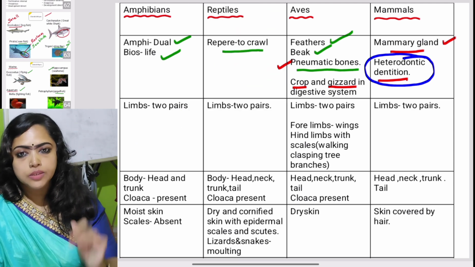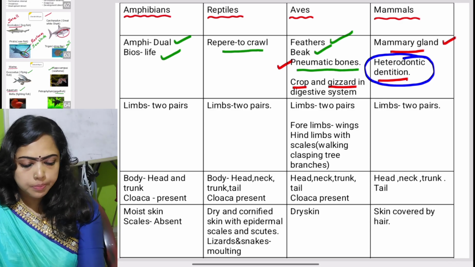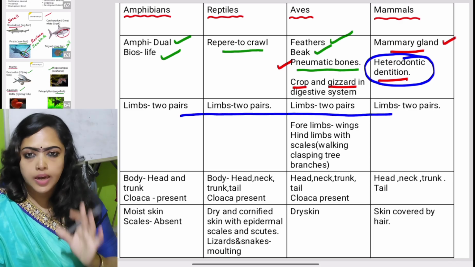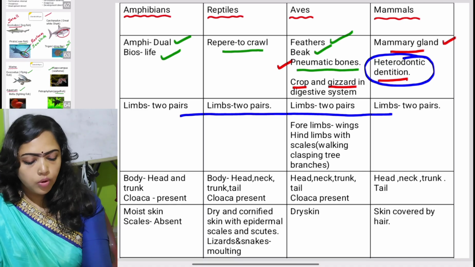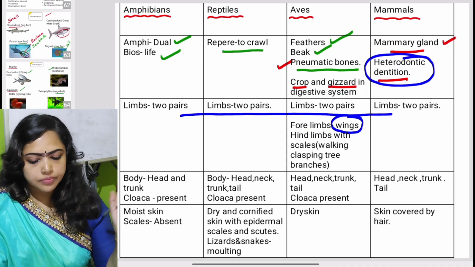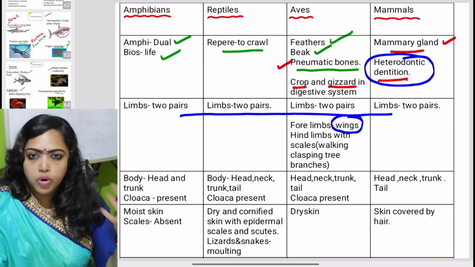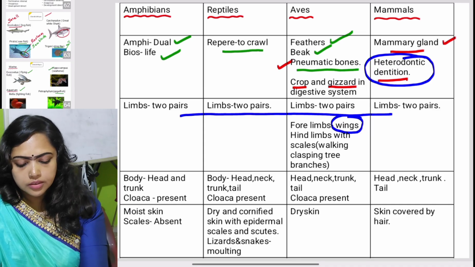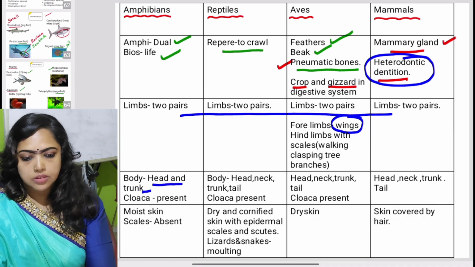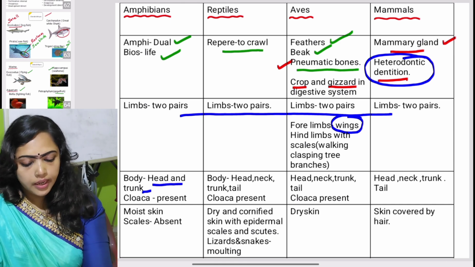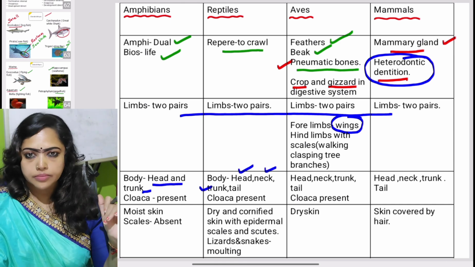And then features of limbs. All groups, how many pairs of limbs are there? Two pairs of limbs are present. Anterior limb called forelimbs and posterior limb called what? Hind limbs. And in birds, forelimbs are modified to what? Wings, and hind limbs are used for walking, clasping tree branches and all. Okay. And then their body parts. Amphibians, body parts are head and trunk, that is neck is absent. While all the other groups, 4 parts are there. Head is present, then neck, then trunk and what, tail.